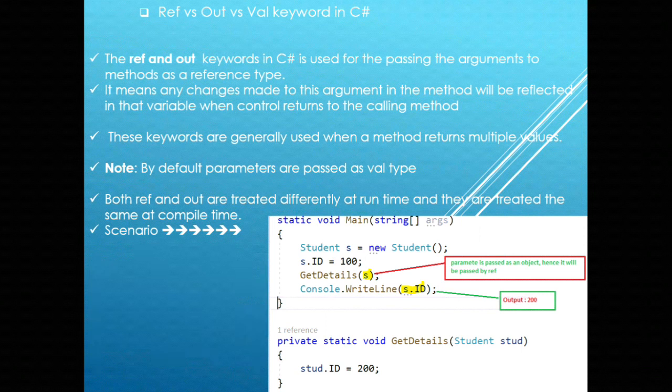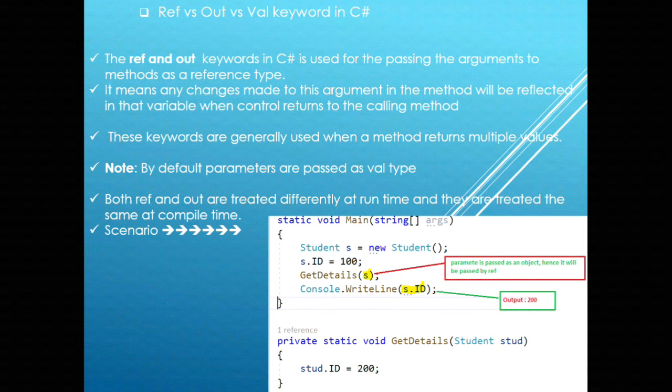In this video, I will be talking about ref, out and val keywords. The ref and out keywords in C Sharp are used for passing arguments to a method as a reference type. It means that any changes made to the argument in the method will be reflected in that variable when control comes back to the calling method. These keywords are generally used when a method returns multiple values.